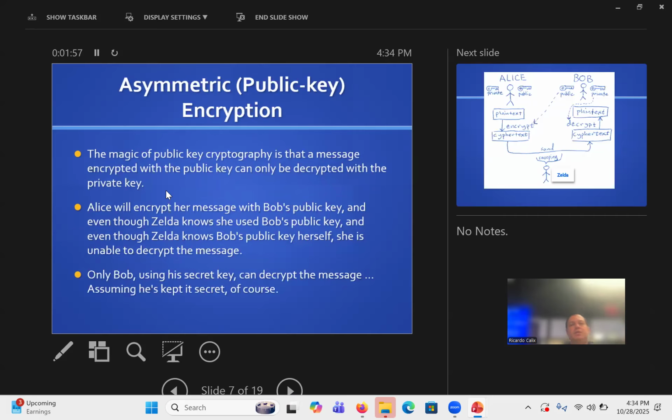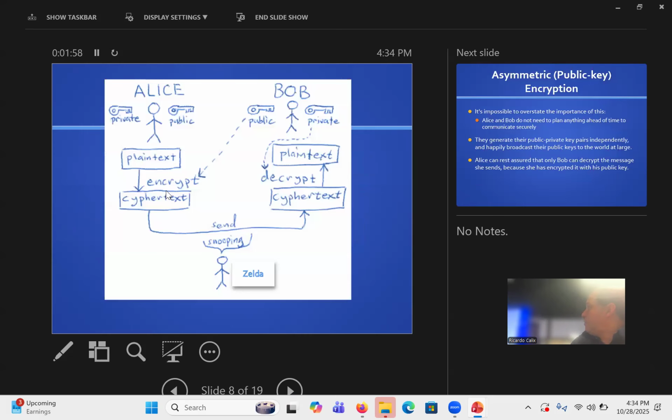Okay, and we covered this already, and we looked at this diagram, so make sure you understand this really well.